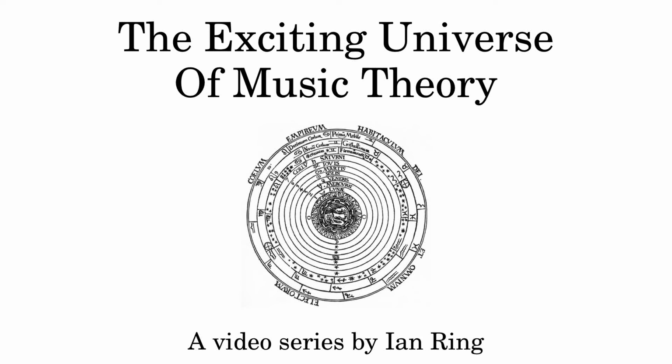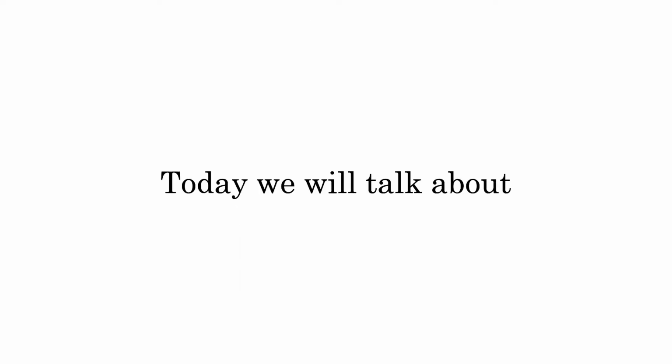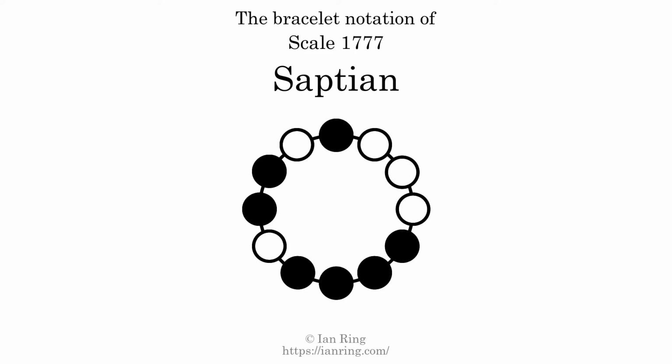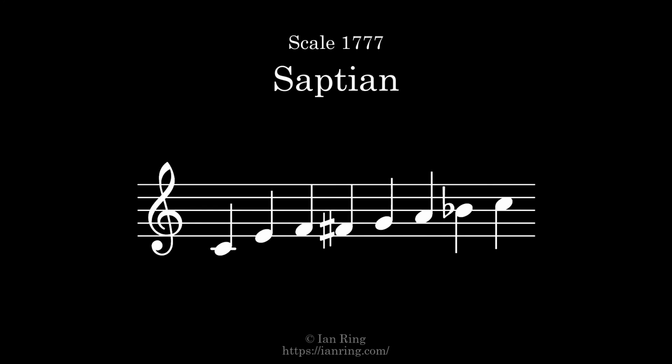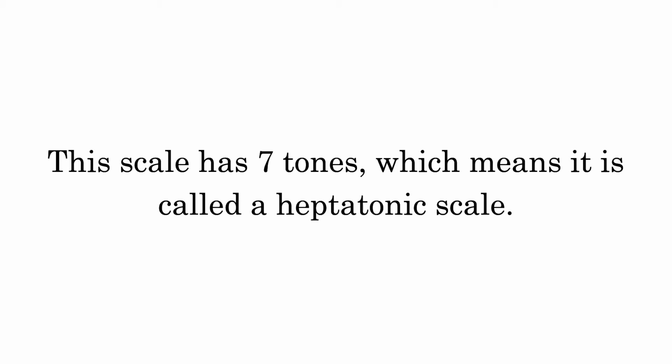Welcome to the exciting universe of music theory. Are you ready to learn? Then let's begin. Today we will talk about scale 1777, Saptian, which sounds like this. This scale has 7 tones, which means it is called a heptatonic scale.